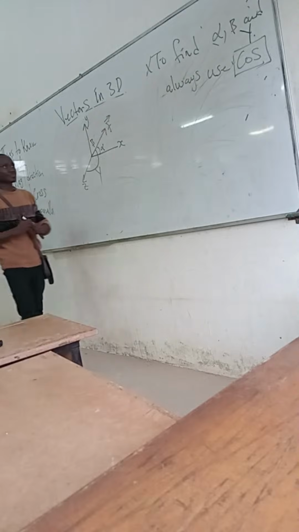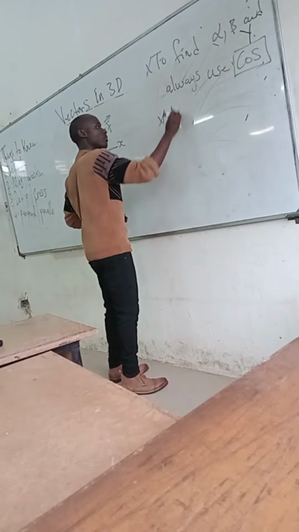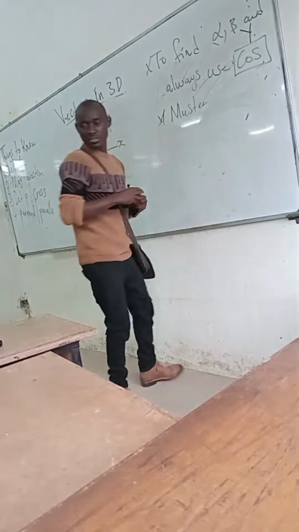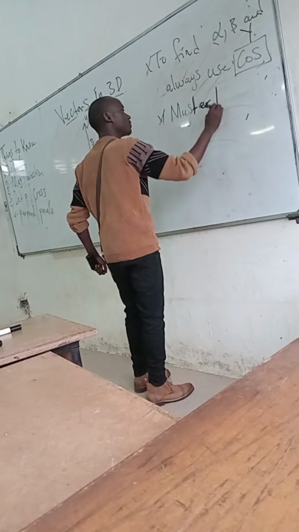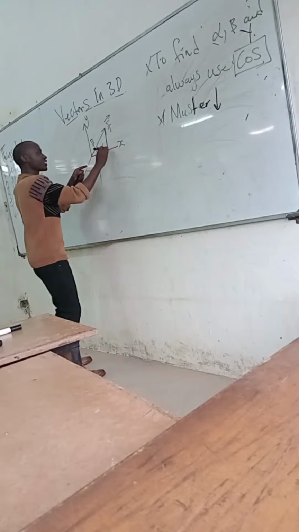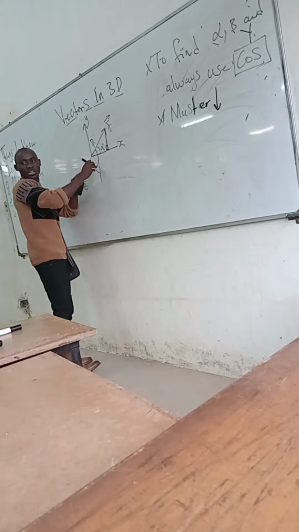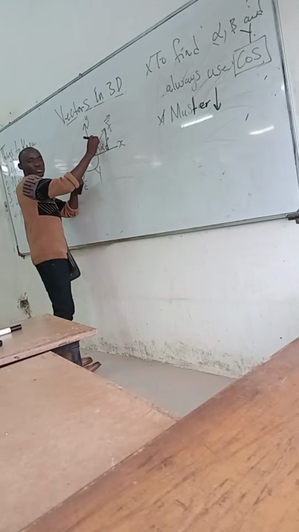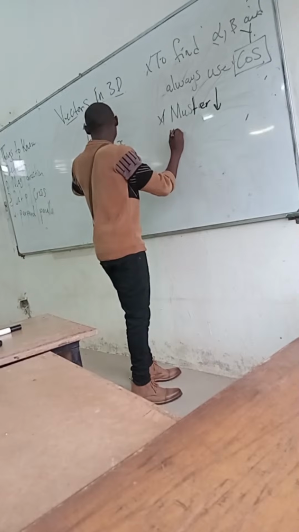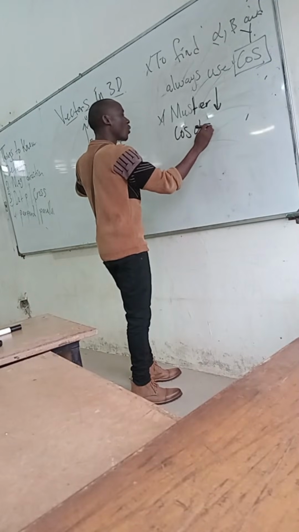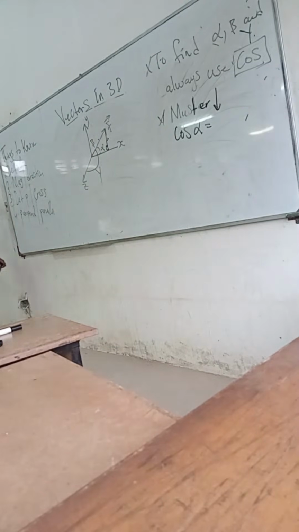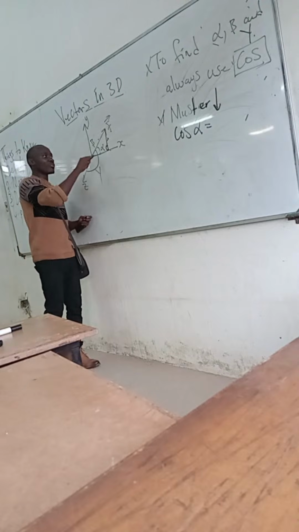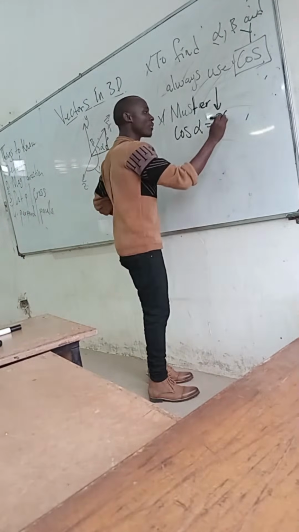Now master the following. So let's say you are here. This is a right-angled triangle. What is cos? Adjacent over hypotenuse. So master the following: cos alpha equals what? Always, cos alpha equals the x component of that vector divided by the magnitude of that vector. So this is the x component over the magnitude.